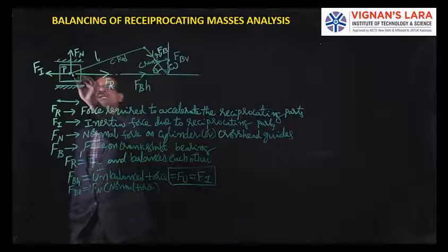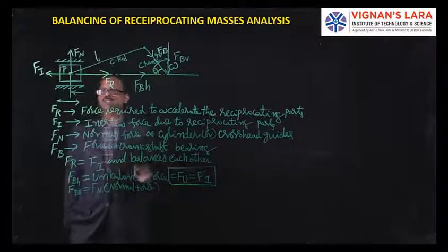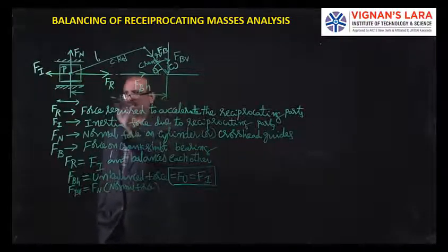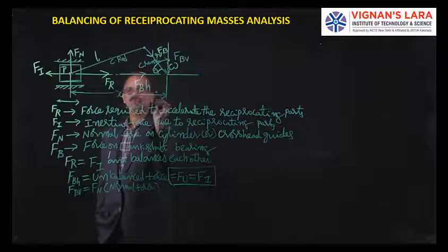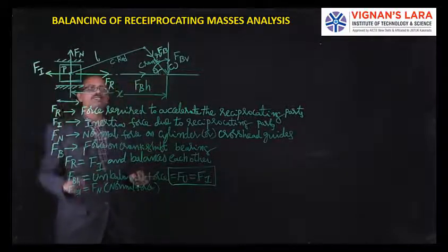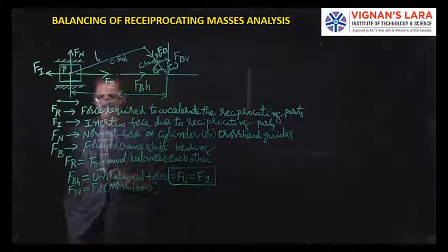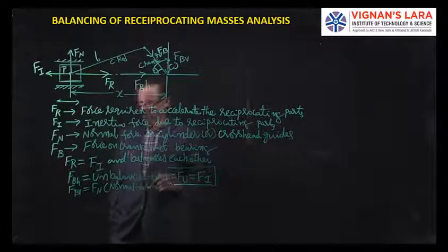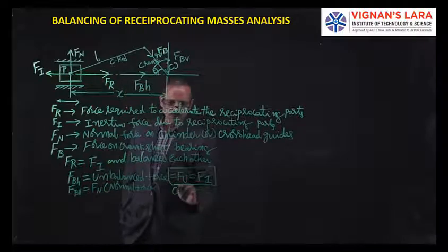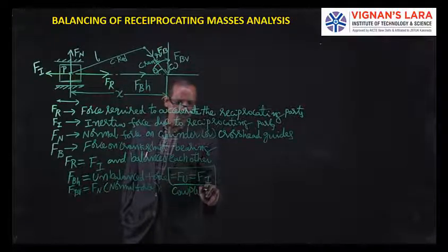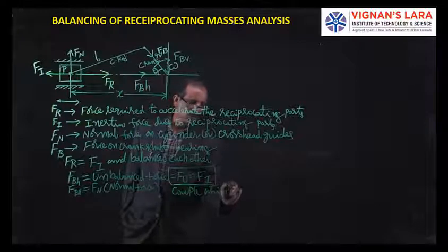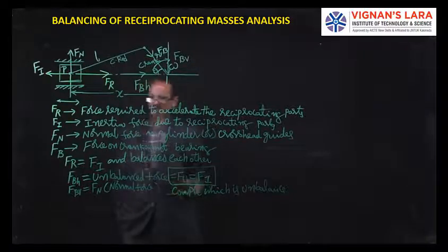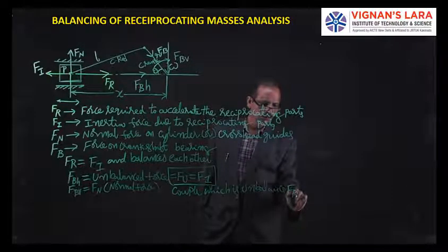Suppose I call the distance from the piston, at this juncture, the location to the crank position, say x. If I call the distance between the piston center and the crank center x, then you can see it is balanced in the y direction from a force point of view, but there is a couple which is unbalanced, that is Fbv into x.